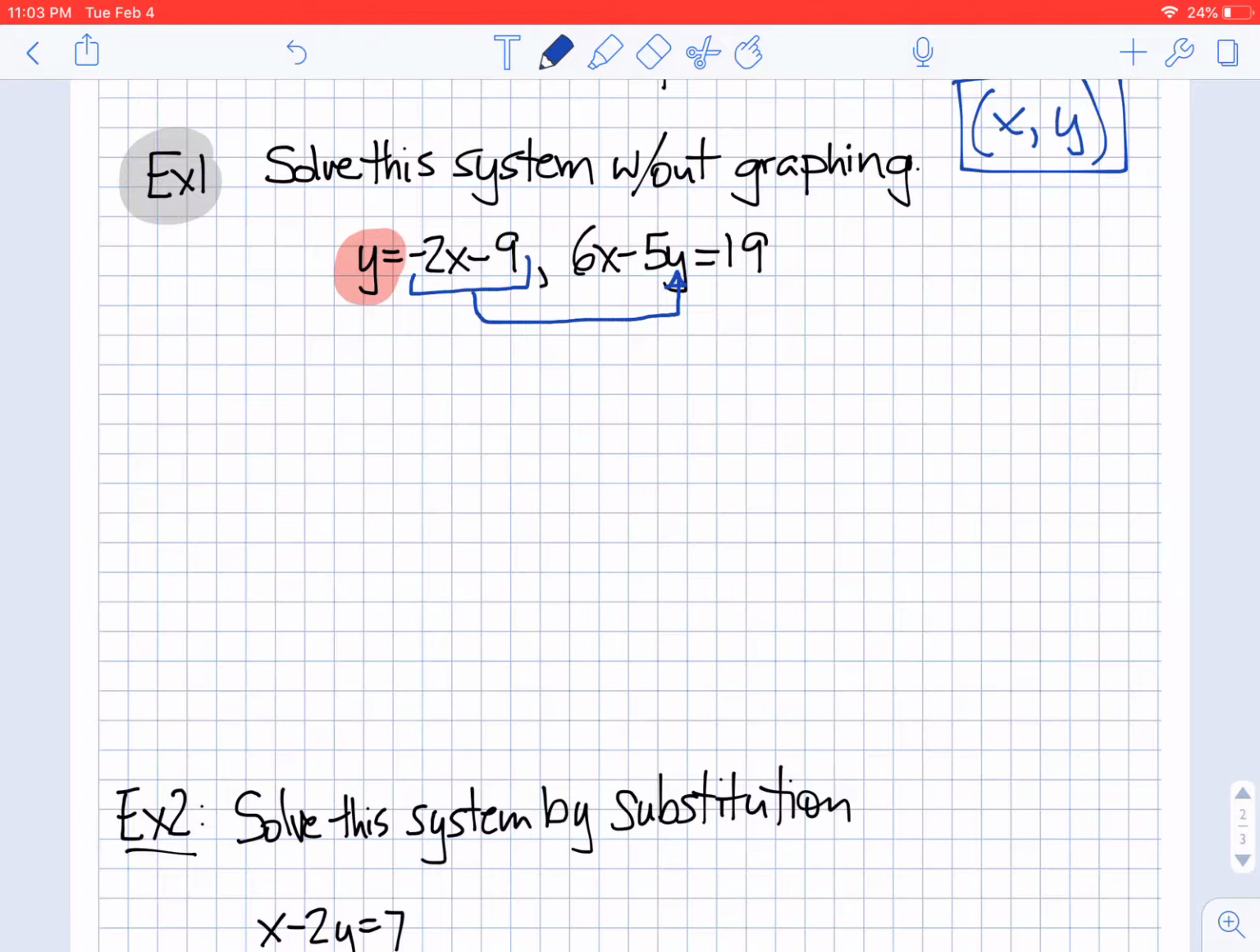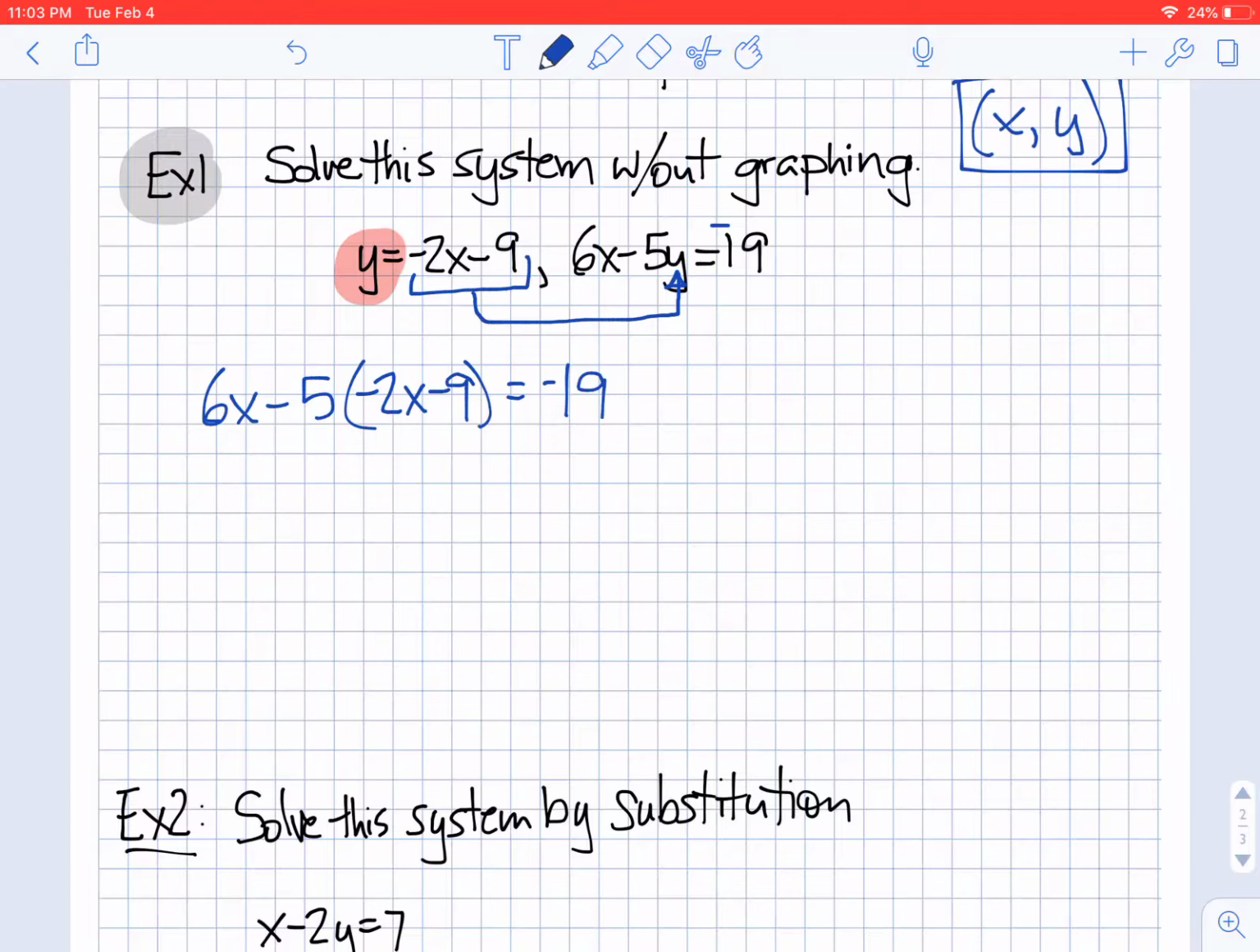So my second equation becomes, forgot a 19 over there, that should be a negative 19, sorry about that, 6x minus 5. And remember, we replace the y with negative 2x minus 9. Okay, now we just have to solve this equation for x.